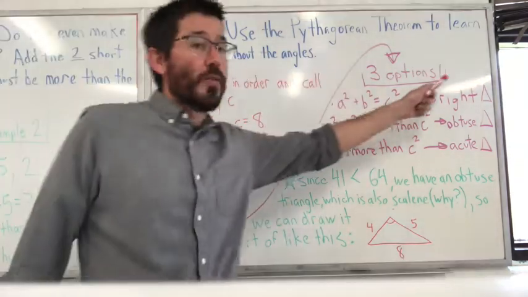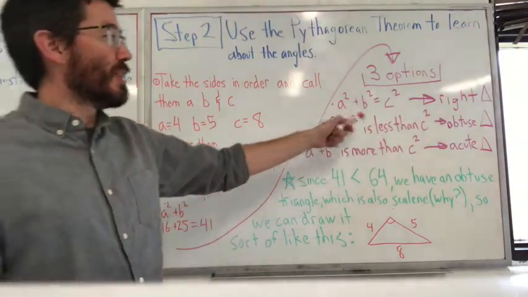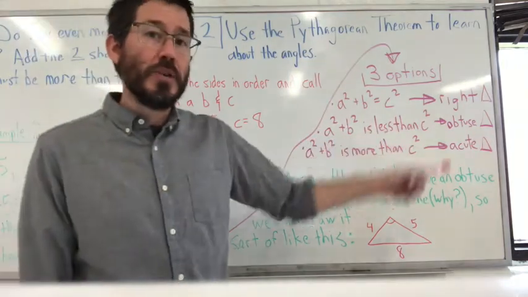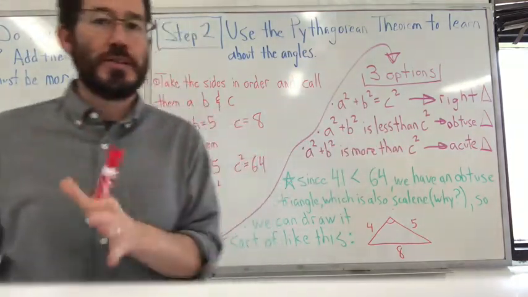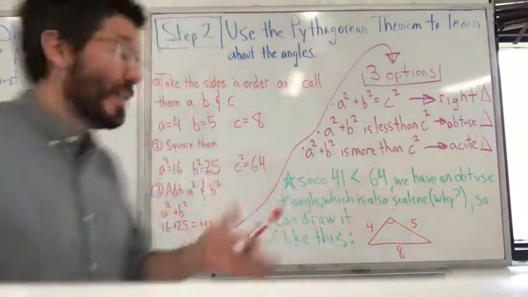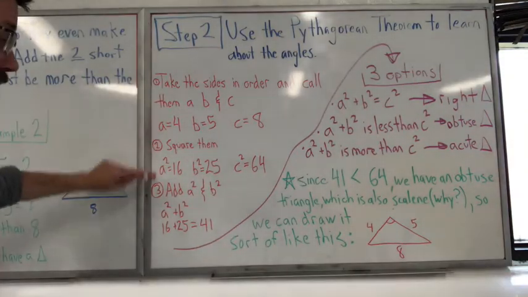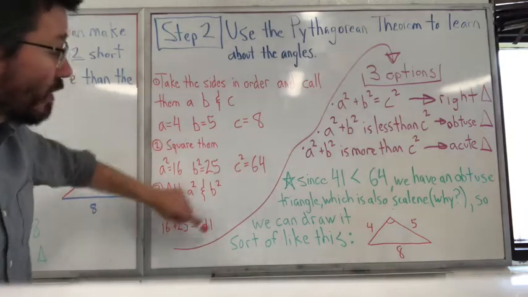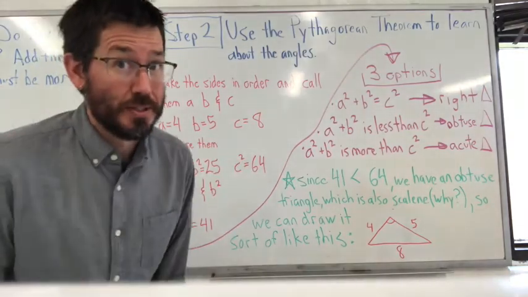If they're equal, you have a right triangle. If a squared plus b squared is less than c squared, you have an obtuse triangle. And if a squared plus b squared is more than c squared, you have an acute triangle. We're going to do examples of all these, so if this sounds overwhelming, it's really not. Again, take the numbers, square them, add two of them up. They're either equal, less than, or greater. Those are the only three options.